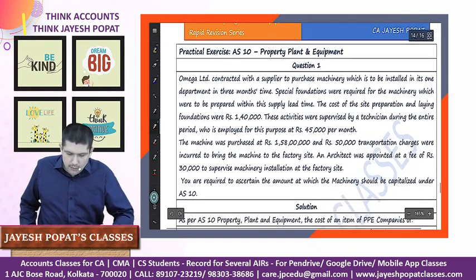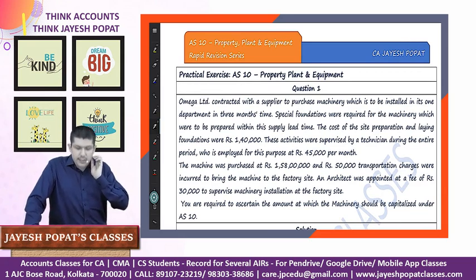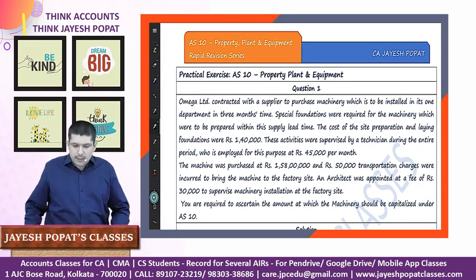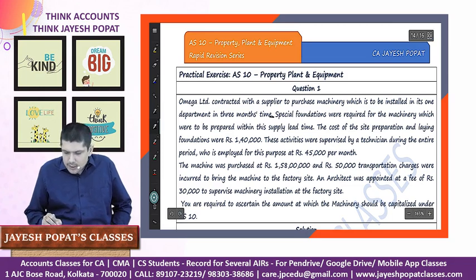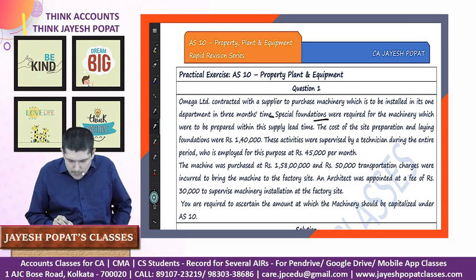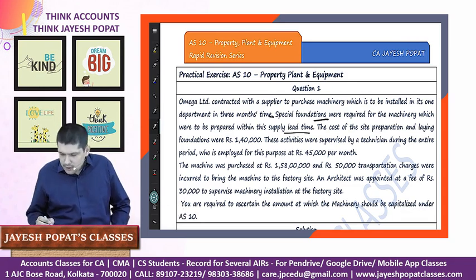We'll move on to certain very important practical questions in relation to it, right? Let's read question number 1. It says Omega Limited contracted with a supplier to purchase machinery which is to be installed in one of its departments in 3 months' time. Special foundations were required for the machine which were to be prepared within its supply lead time, meaning which is to be constructed within 3 months.